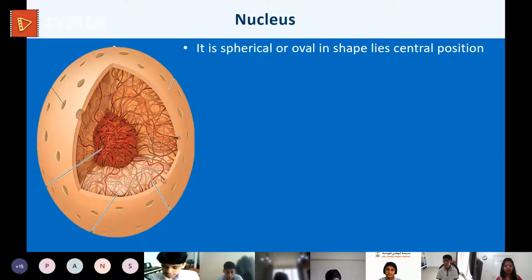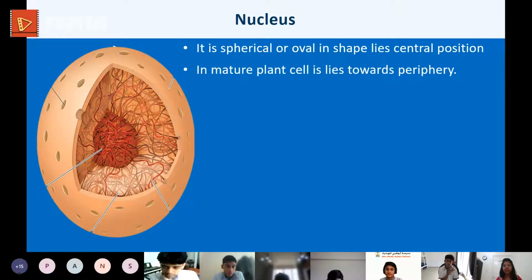Why mostly? Because in plant cells, it is located on either the left or right side. Exactly. In the plant cell, it lies towards the periphery. What is the reason that in a mature plant cell the nucleus lies towards the periphery? Because in plant cells, in the middle there are big vacuoles. Yes, in a plant cell, about 60 to 70% of the total cell is occupied by the big vacuole. So the nucleus is pushed towards the periphery.